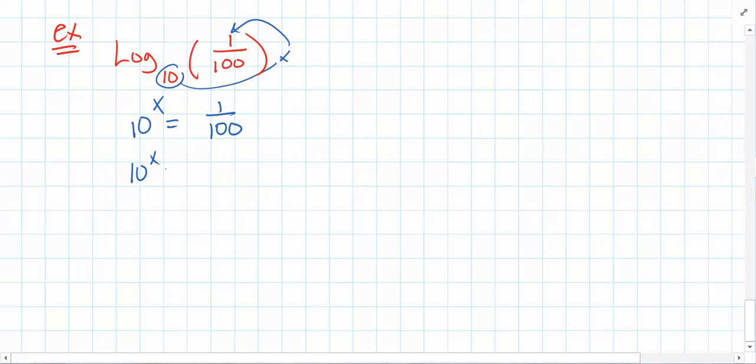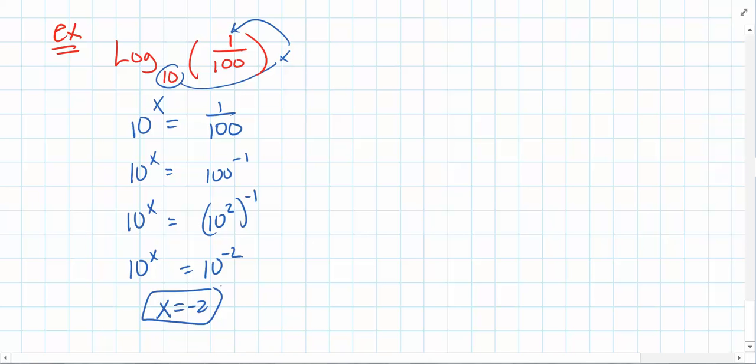So 10 to the x equals, how about 100 to the negative 1, right? Is that the same thing as 1 over 100? Yeah. So 10 to the x equals, how about 10 squared to the negative 1? So 10 to the x equals 10 to the negative 2. Hey, check it out. There it is. x has to be negative 2. All right. So that means that log base 10 of 1 over 100 is equal to negative 2.